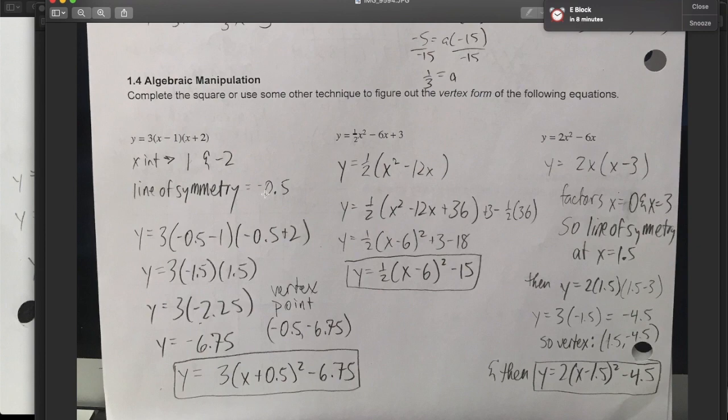Anyways, plug in -0.5 into our x to find what the y value of our vertex is. So we end up with 3 times -0.5 minus 1, -0.5 plus 2, so 3 times -1.5 times 1.5. One thing that you may have noticed by now is that when you have a factored form equation and you plug in the x value of the vertex, oftentimes the two parentheses will give you the same number, like we have -1.5 and 1.5.